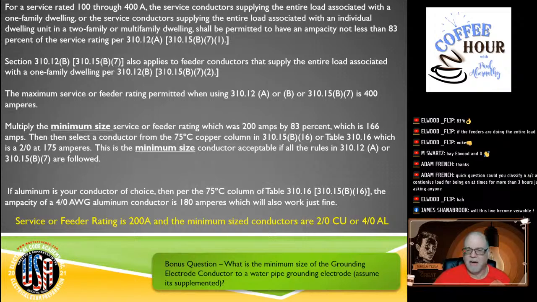So, in our case right here, it's 2-aught copper. Unless stated otherwise, I'm a copper guy, so we're going to run copper. You can run aluminum, perfect, fine. So the minimum conductor size per 310.12A would be a 2-aught. Now, 4-aught aluminum would be the equivalent.